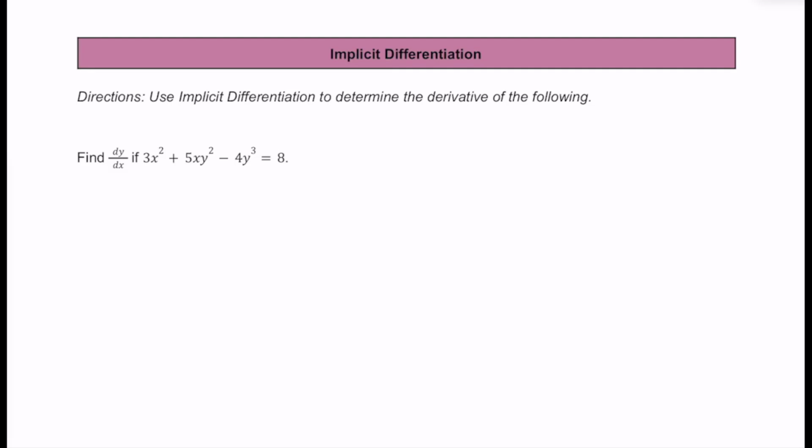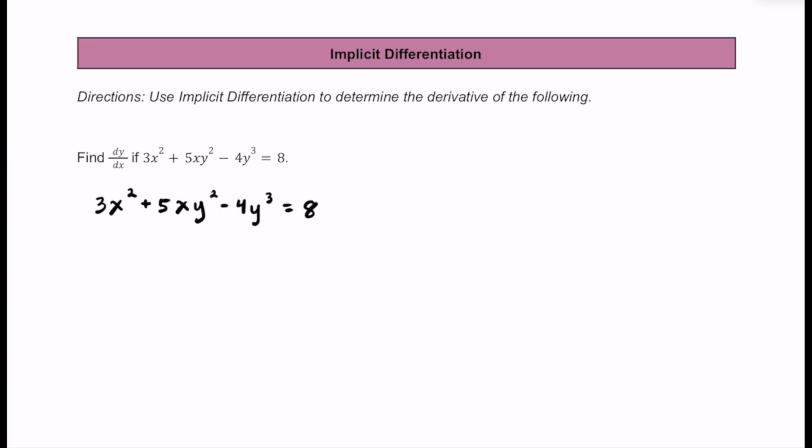Let's go ahead and practice some implicit differentiation together. For this particular example, we're going to be finding dy/dx if 3x squared plus 5xy squared minus 4y cubed is equal to 8. Let's just start off by rewriting this.